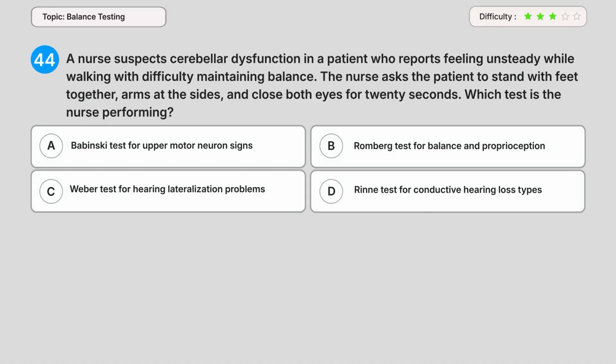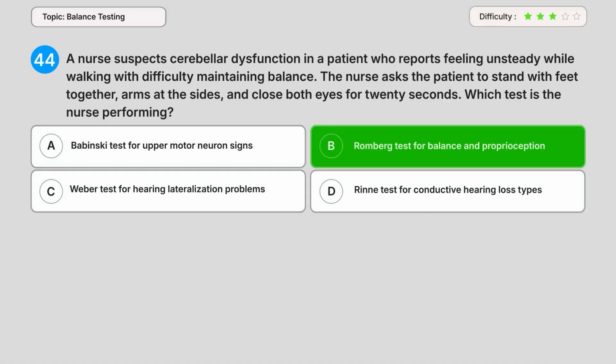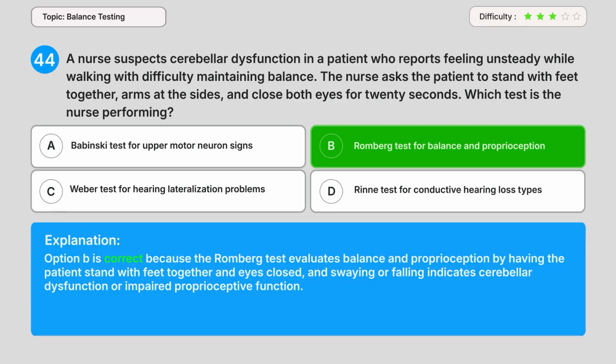Correct answer: B. Romberg test for balance and proprioception. Explanation. Option B is correct because the Romberg test evaluates balance and proprioception by having the patient stand with feet together and eyes closed, and swaying or falling indicates cerebellar dysfunction or impaired proprioceptive function.